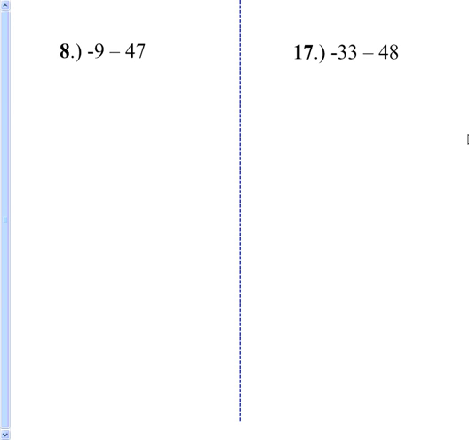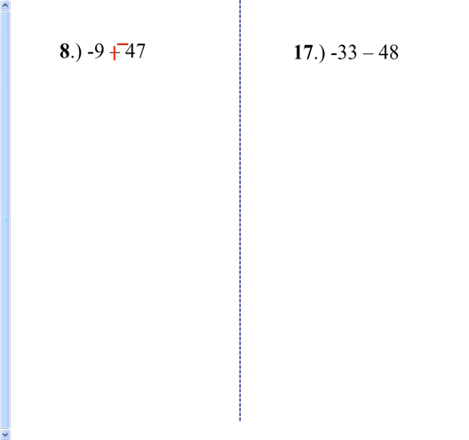This is the homework quiz for week number 13, and this is the third video where we're looking at problems number 8 and 17. 8 is negative 9 minus 47, and 17 is similar to that. It's negative 33 minus 48. Now, these may seem a little complicated until you remember that the best strategy for solving subtraction problems with positive and negative numbers is to turn them into addition problems. Then they're a lot easier to solve.